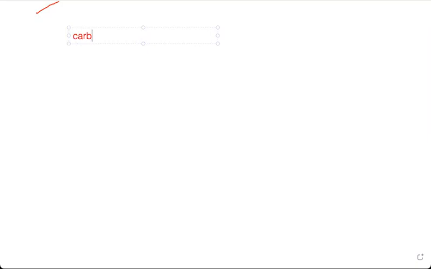Carboxylic acid. We have done alkane, haloalkanes, alcohols. So I'm just adding carboxylic acid and ketone and aldehyde. What else do we have? Okay, let's not add more things right now. Yes, carboxylic acid.